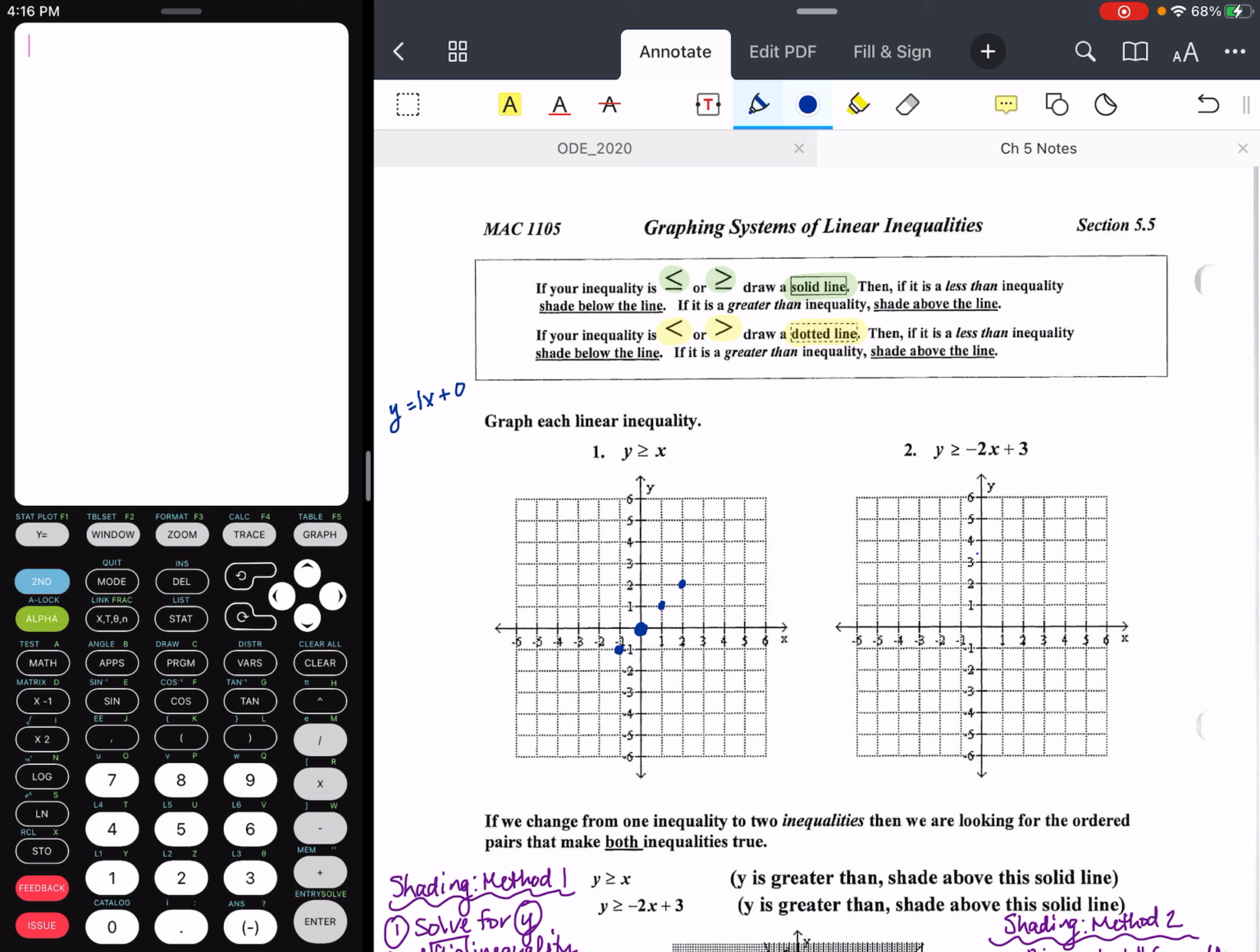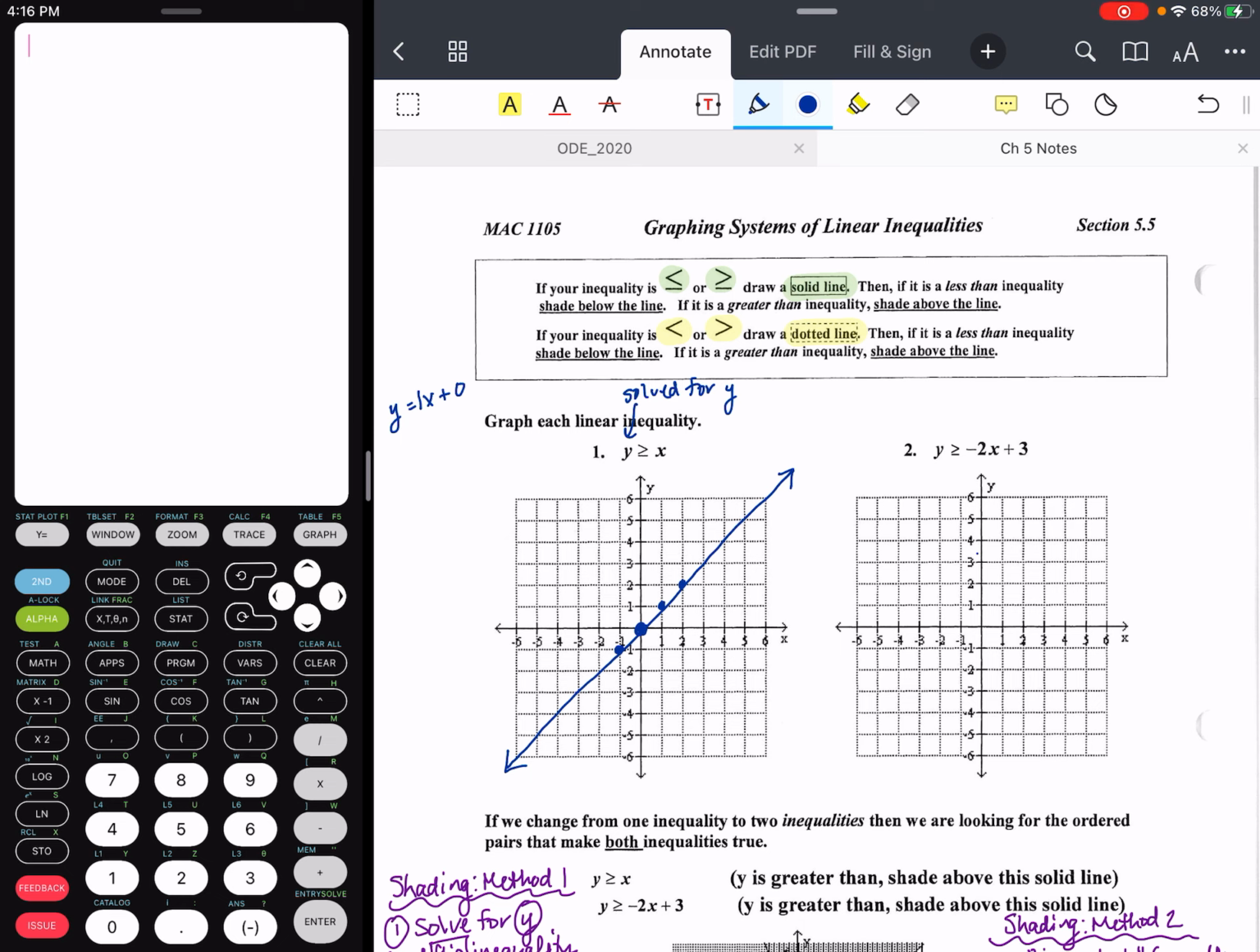When I plot this, I'm going to draw this with a solid line because of that greater than or equal to inequality. So that's what my solid line looks like. And then I need to determine my shading. There are two ways that we could determine the shading. Notice that this is already solved for y, meaning y is already by itself on one side of the inequality. So it's already solved for y.